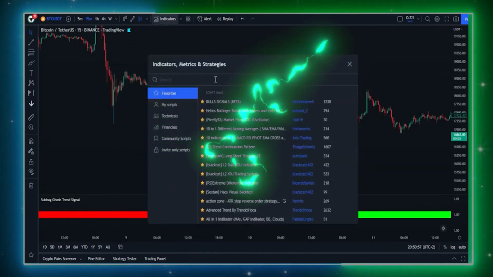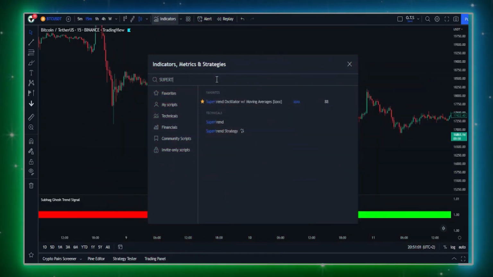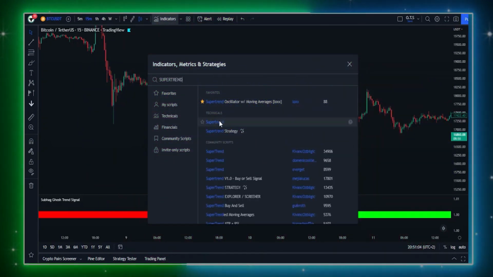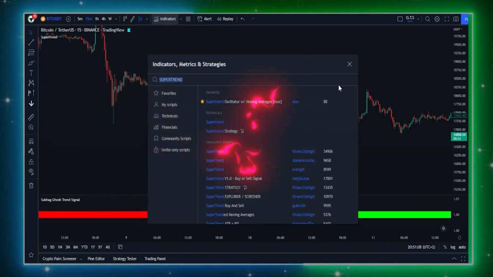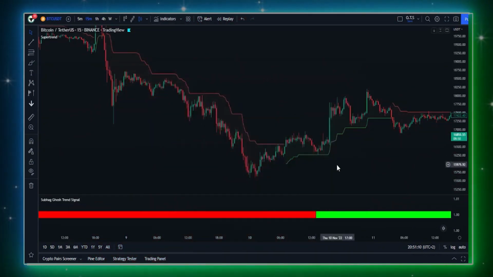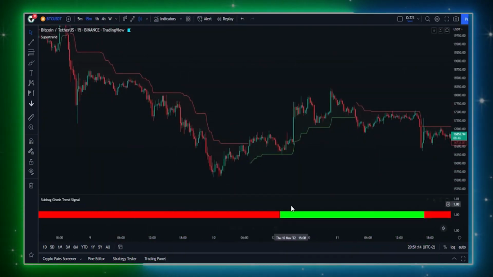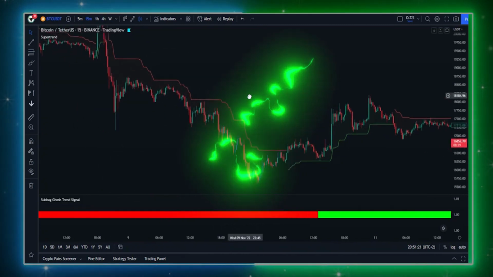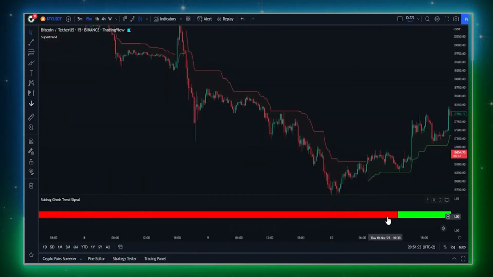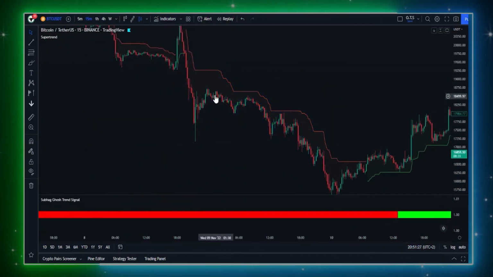The second indicator in this system will be the Super Trend indicator, and we can find it by typing Super Trend. From the search results we choose this indicator, which is under the technical section here. Now as you can see, when the Super Trend is in green, and the Subhag indicator is also in green, it means that we will look for buy signals. On the contrary, when the Subhag is in red, and the Super Trend indicator is also in red, we will look for sell signals.